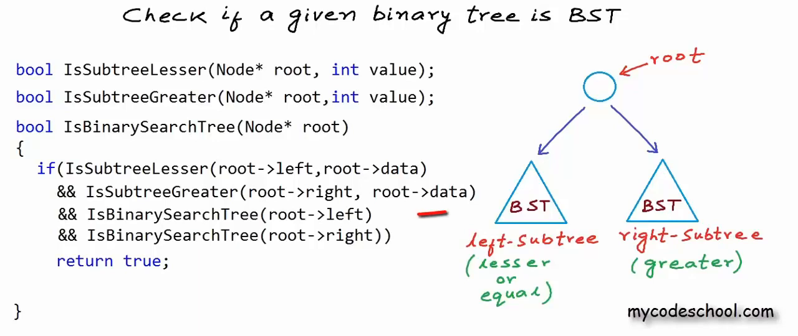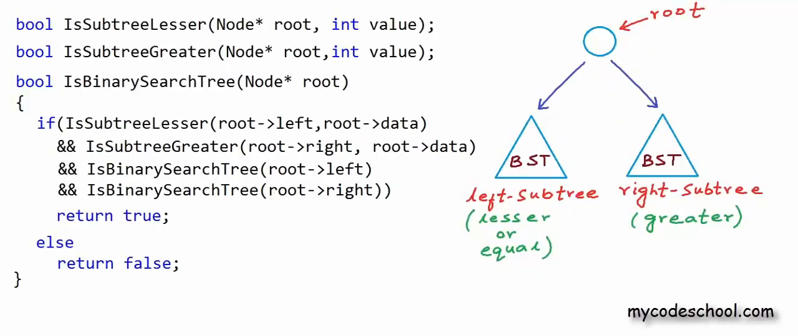I have made a recursive call to isBinarySearchTree function passing it address of left child, and I have made another call passing address of right child. And if all these 4 function calls, isSubtreeLesser, isSubtreeGreater, and isBinarySearchTree for left and right subtrees return true, if all these 4 checks pass, then our tree is a binary search tree. We can return true, else we need to return false.